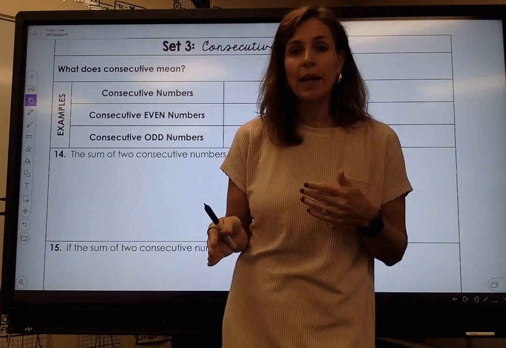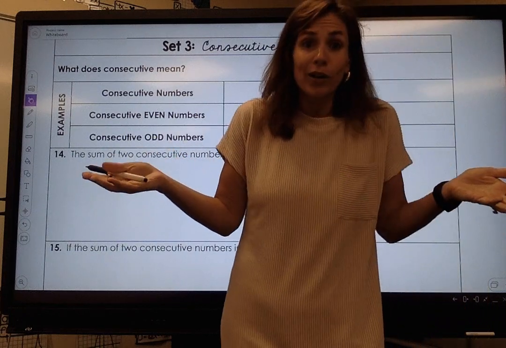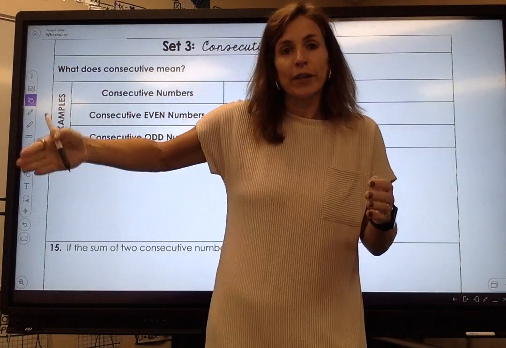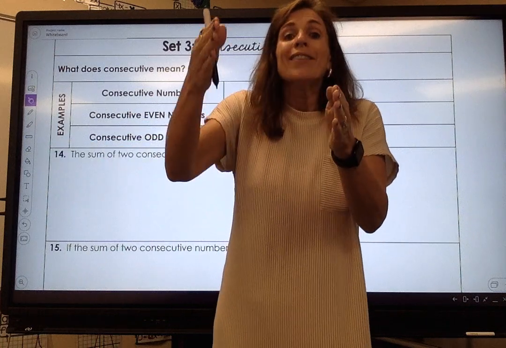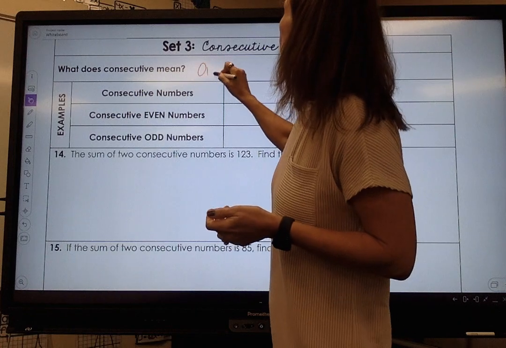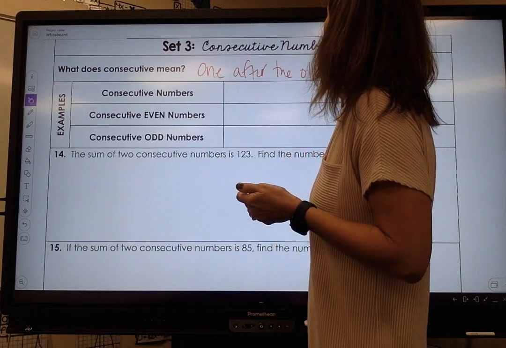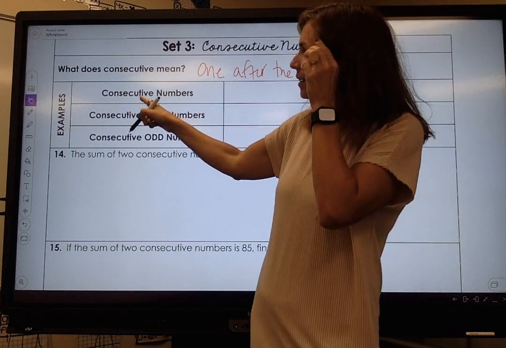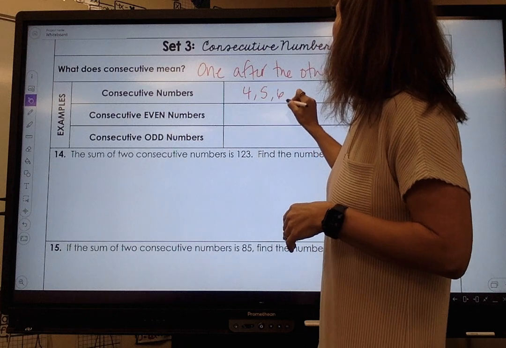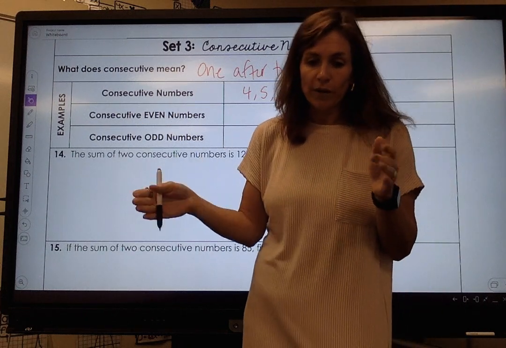Last word problem set we're going to talk about is consecutive numbers. But first you got to know, what does consecutive mean? Consecutive means one right after the next. So what comes after 4? 5, 6, 7. So consecutive numbers just means one after the other. So if I wanted an example of consecutive numbers, you could say 4, 5, 6, 7, 8, 9, and so forth. One right after the other.